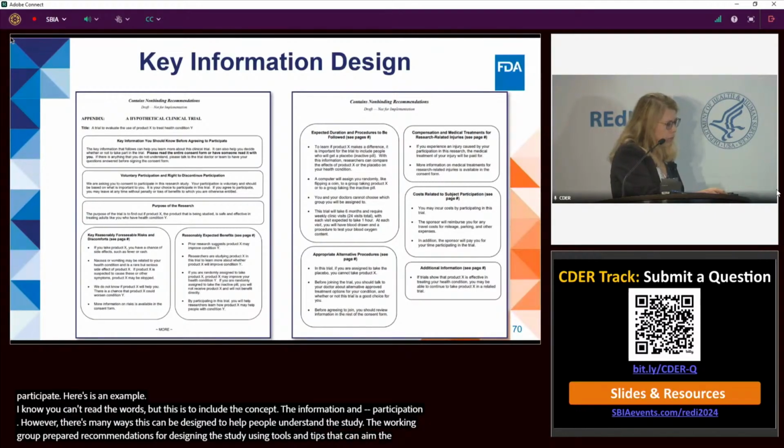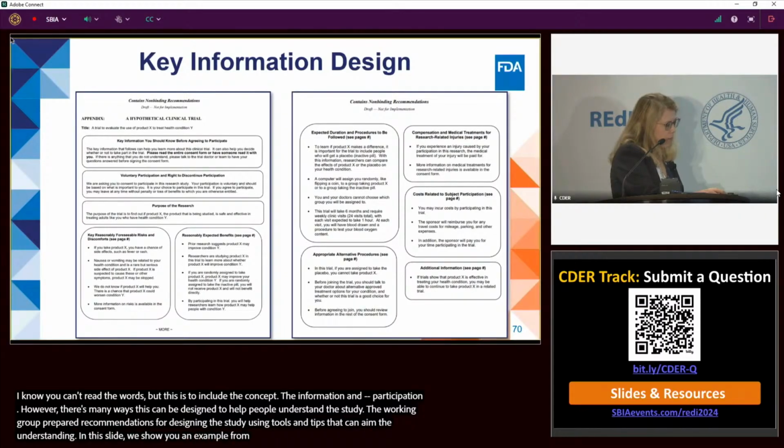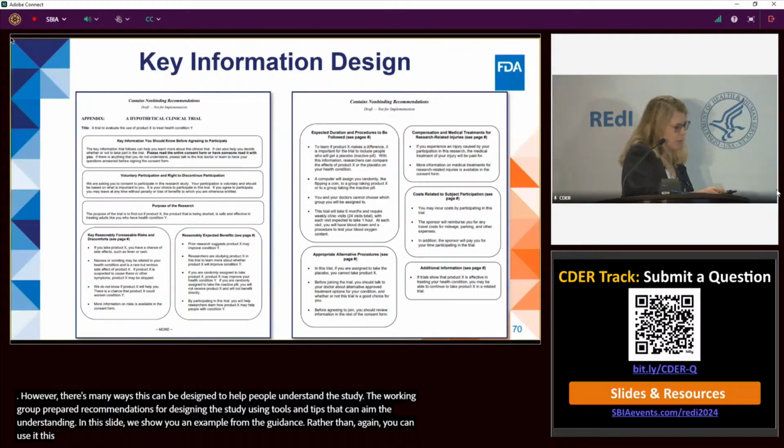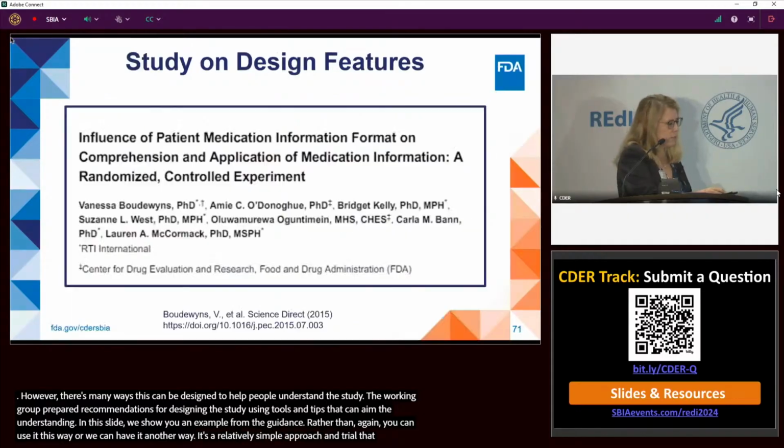In this slide, we show you an example from the guidance. Again, you can use this way or we can talk about other ways. The main thing here is it's a relatively simple approach and it's a relatively simple trial that we used for the example. So we didn't want to get bogged down in the details.